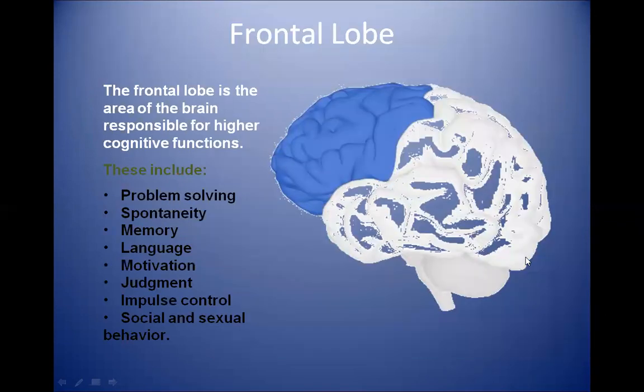So, the frontal lobe. The frontal lobe is the area of the brain responsible for higher cognitive function. Means it will be responsible for the cognitive function in our body. हमारे बॉडी में जो कॉग्निशन का फंक्शन है, कॉग्निशन फंक्शन मीन्स जो प्रॉब्लम सॉल्विंग होता है, स्पॉन्टेनिटी होती है, अपने आप हम क्या काम कर सकते हैं, मेमोरी है, लैंग्वेज है, मोटिवेशन है, जजमेंट है, impulse control है, social and sexual behavior, these all come under the cognitive functions. So the frontal lobe will be responsible for all these things. So if the frontal lobe is affected, in that time the patient also has all these problems.